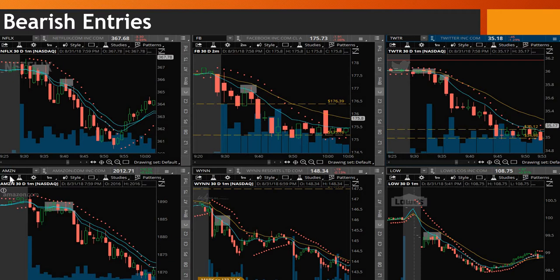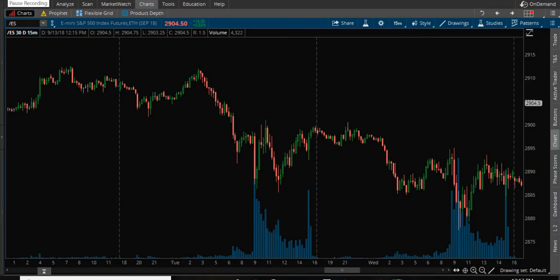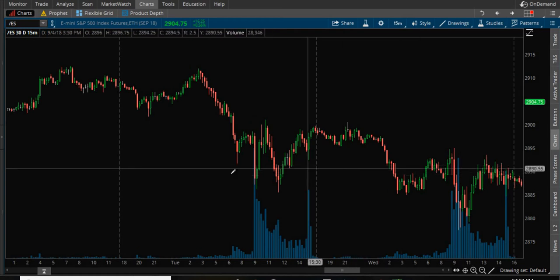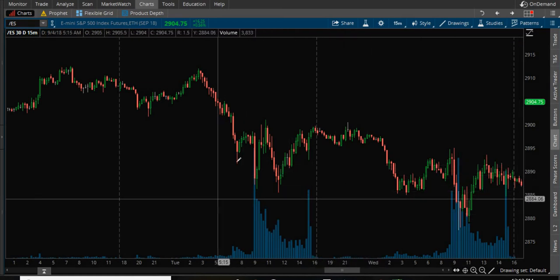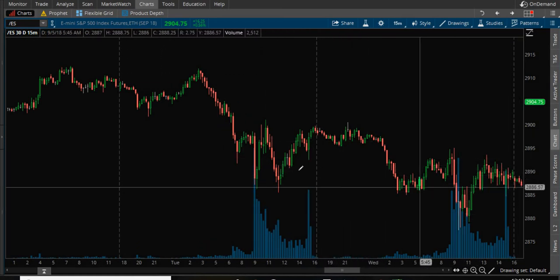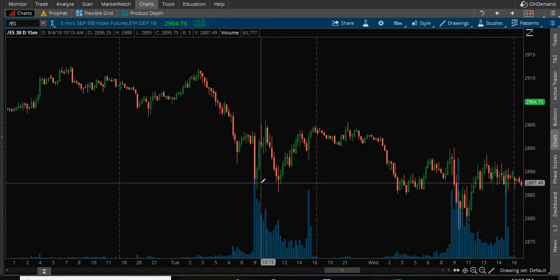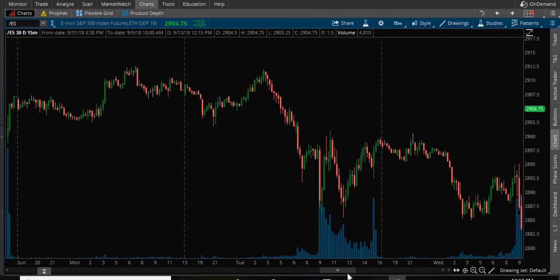Okay, let's look at an example actually. Now I like to plot my support and resistance on a 15-minute chart when I'm plotting on the ES or VX, right? And I like to use the day before, the previous day, and whatever happens in the overnight session. So let's look at what's happening here.